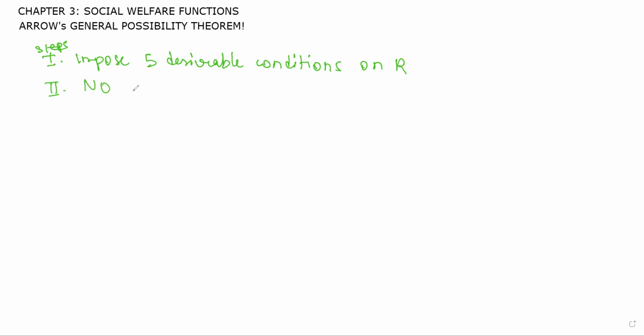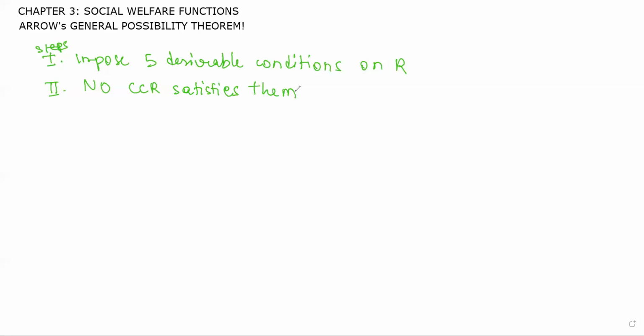And he showed this. First of all, there are two steps to this theorem. Steps: impose five desirable conditions on R, so these are conditions you would want R to have. We will see them in a few minutes. And then prove that no collective choice rule satisfies them.